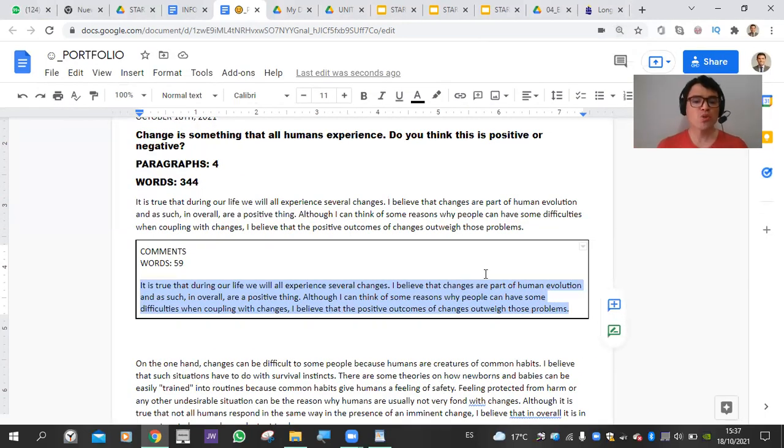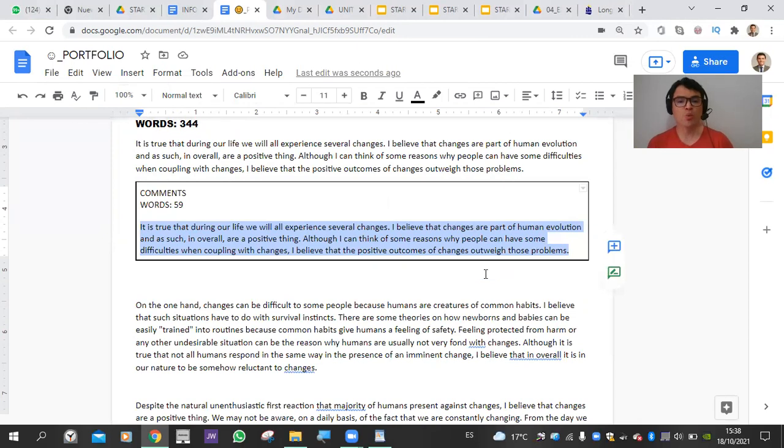It says, it is true that during our life, we will all experience several changes. I believe that changes are part of human evolution and as such, overall, are a positive thing. Although I can think of some reasons why people can have some difficulties when coping with changes, I believe that the positive outcomes of changes outweigh those problems.